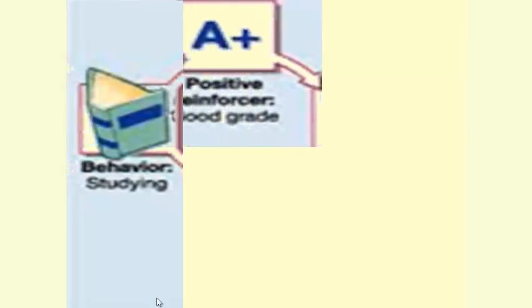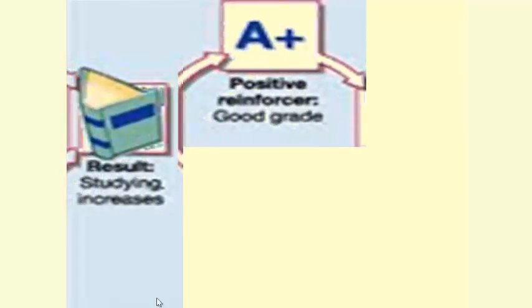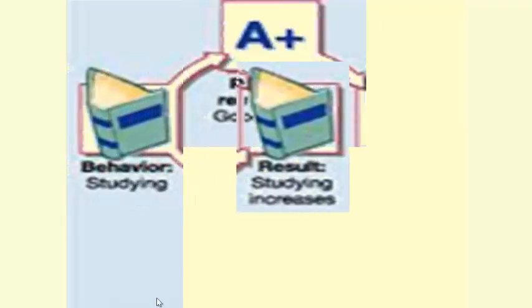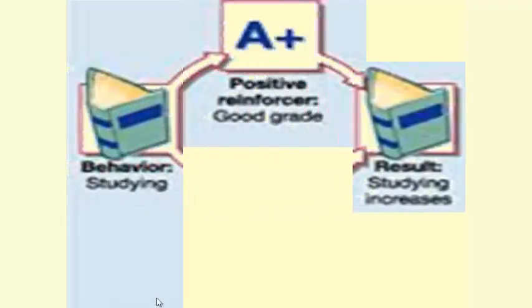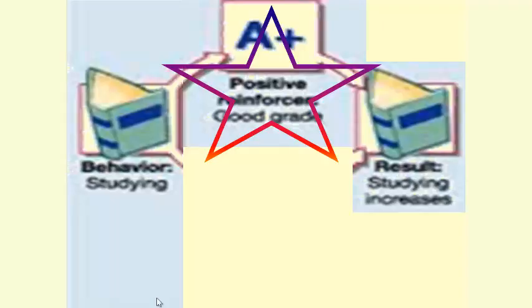In this diagram, we're going to see an example. The behavior or action is studying. A positive reinforcer is to earn good grades from studying. The result is it feels good to get good grades. Studying increases.